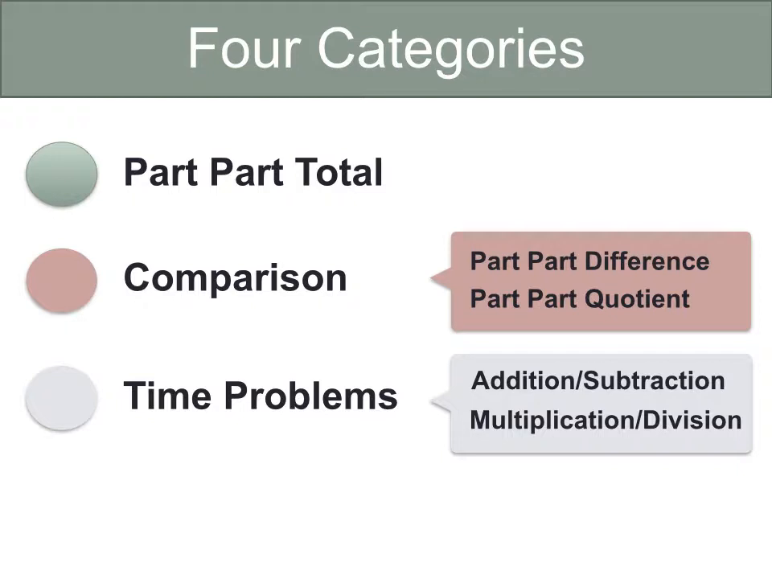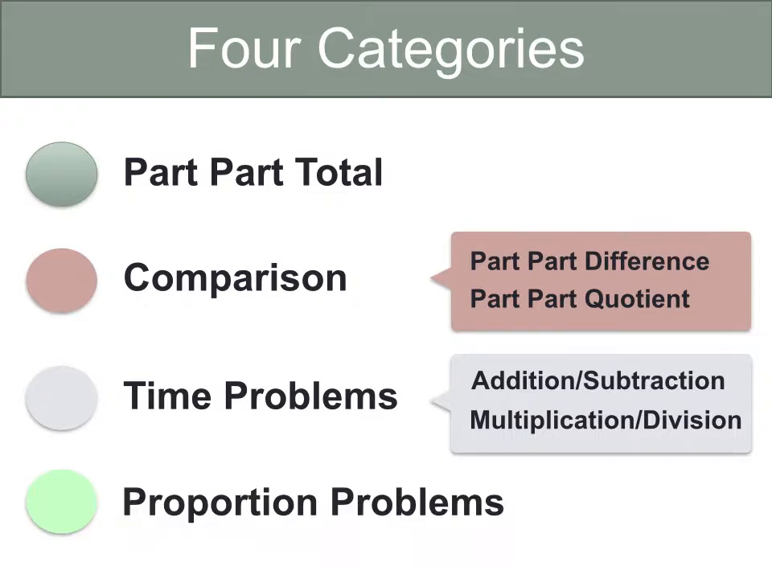The problems we have discussed so far fall into 3 categories: part-part-total, and comparison, which particularly belongs to a subgroup that we call part-part-difference. Problems with changing values belong to the time problems group. Examples of proportion problems will be presented later.